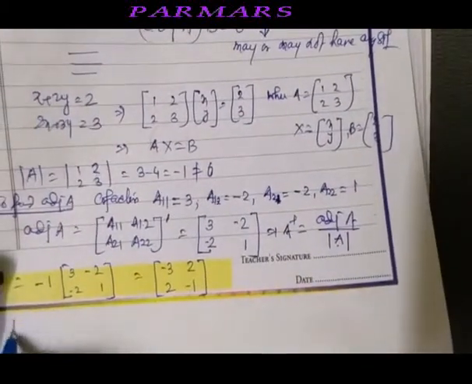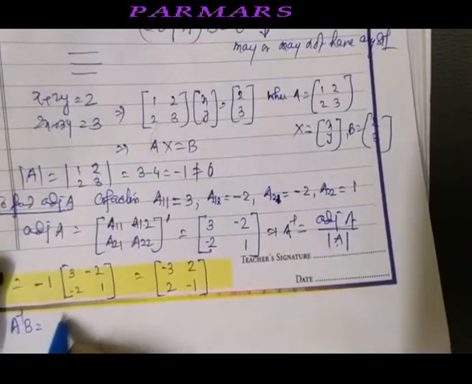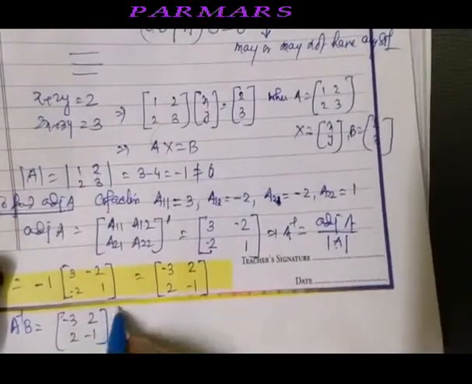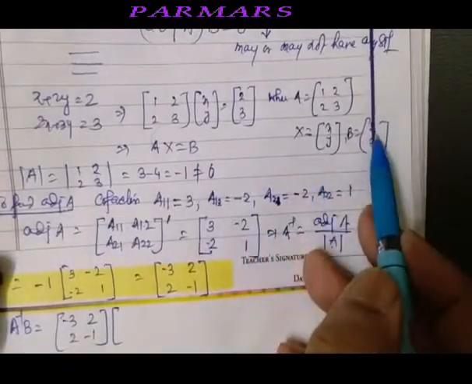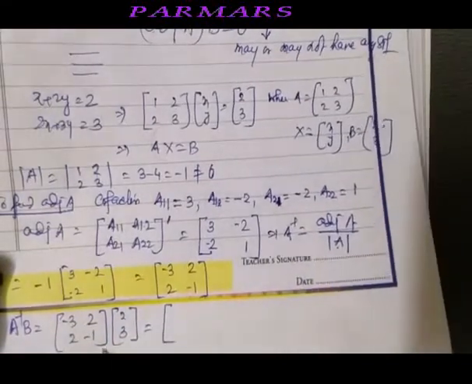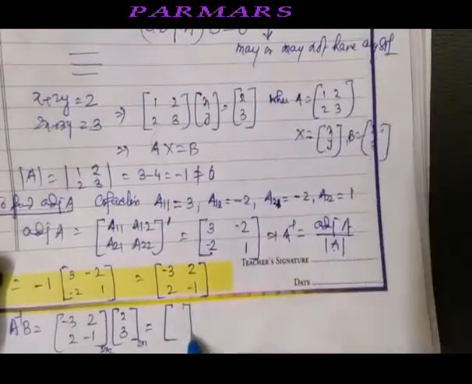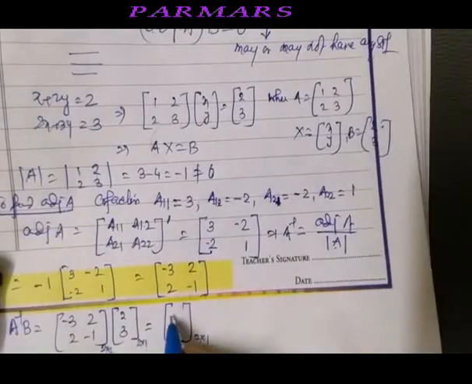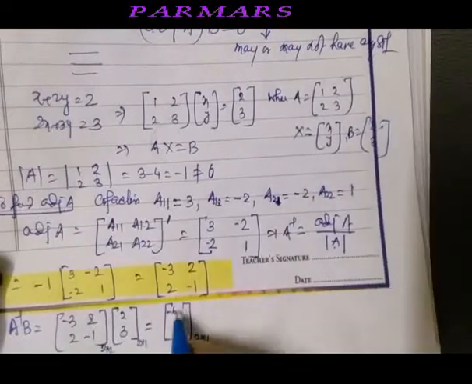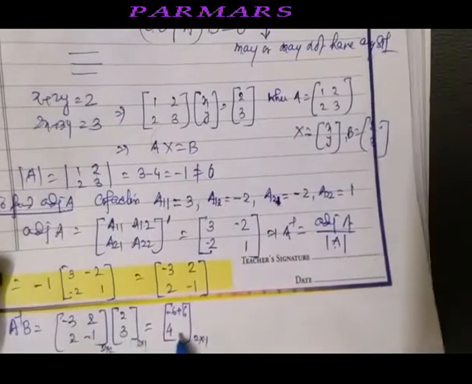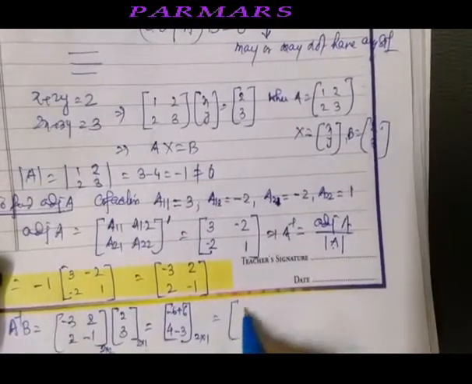Now find A inverse into B. A inverse into B. -3, 2, -1. And what is B here? B is a 2 3 column matrix. So this is 2 by 2 and this is 2 by 1. So what we get? A 2 by 1 column matrix. So -3 into 2 is -6 and +2 into 3 is +6. Okay. 2 into 2 is 4, -1 into 3 is -3. So what we get, it is 0 and 1.